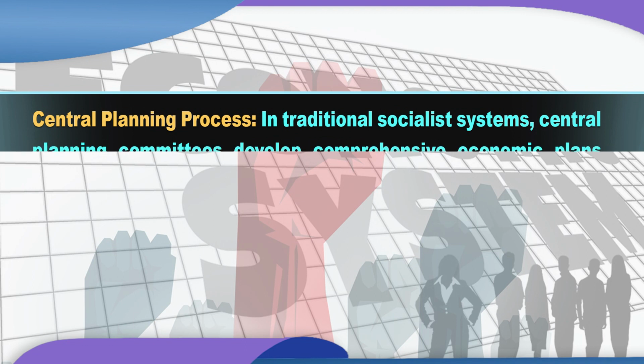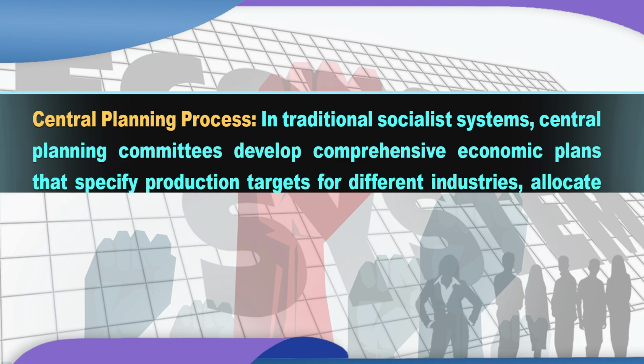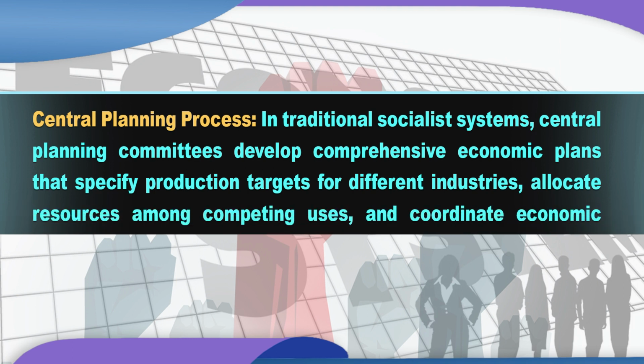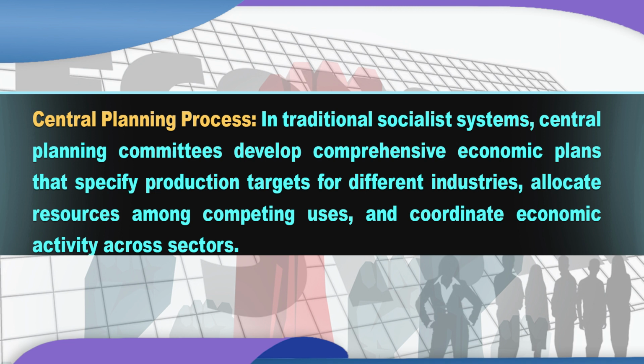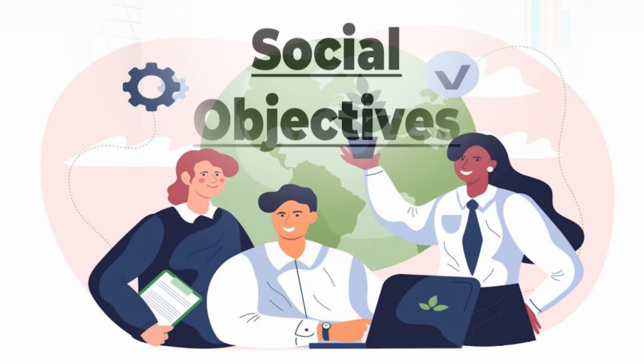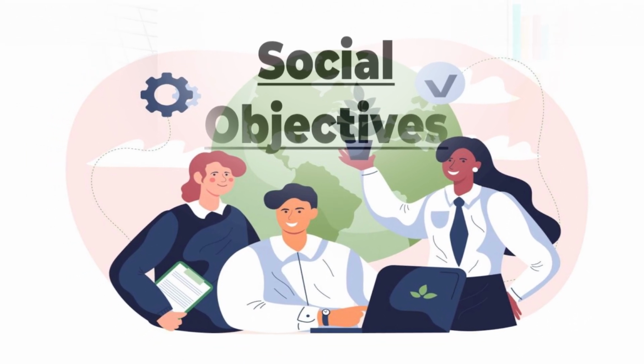In traditional socialist systems, central planning committees develop comprehensive economic plans that specify production targets for different industries, allocate resources among competing uses, and coordinate economic activity across sectors. These plans typically cover multiple years and are designed to achieve specific economic and social objectives.